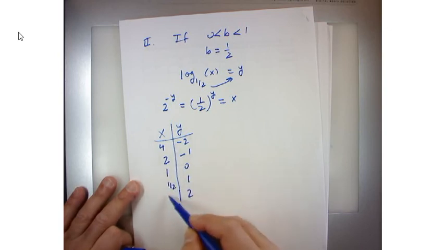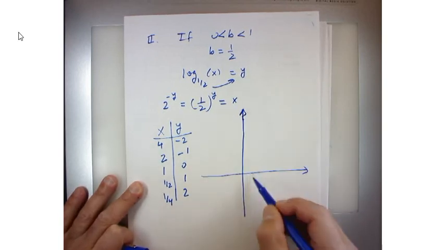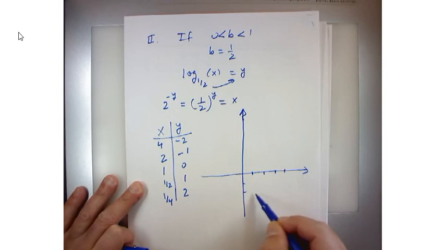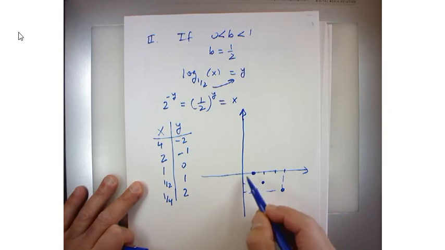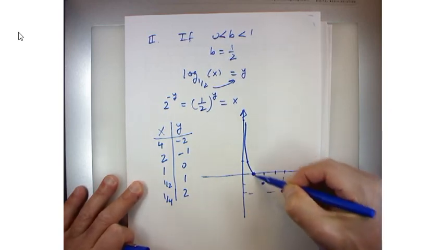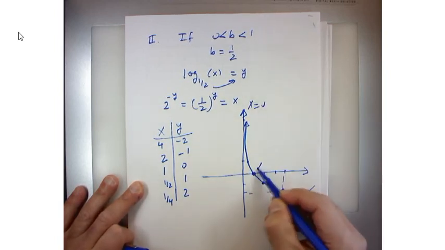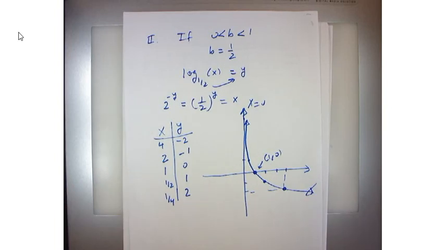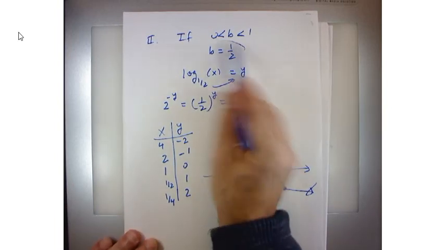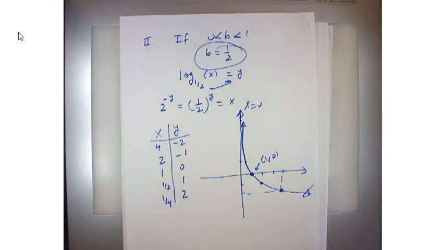1/2, a quarter. If you graph it, we get (4, -2), (2, -1), (1, 0), (1/2, 1), and then (1/4, 2). You can see how it's going along the y-axis, which is an asymptote, as we know. x equals 0. It has an x-intercept, but it's decreasing instead of increasing. And so that's based on the base. If it's between 0 and 1, it's decreasing. If it's more than 1, it's increasing. Okay?